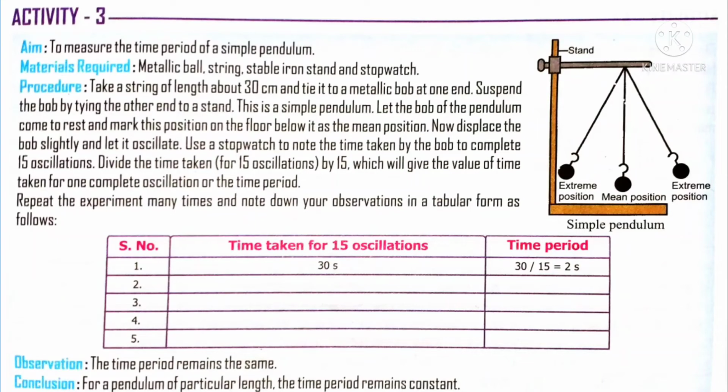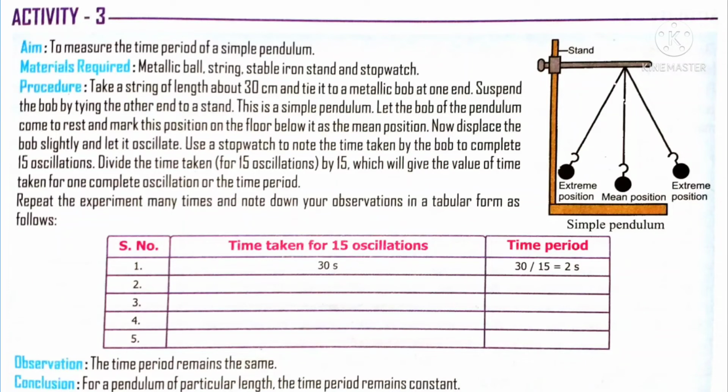Now note down the time and repeat the same activity by changing the length of the string from 30 to 15 centimeter. Now note down the period. Again do the oscillation and note down the time taken to complete one oscillation with this 15 centimeter length of string. What do you observe? In the second case, the time taken will be very less.